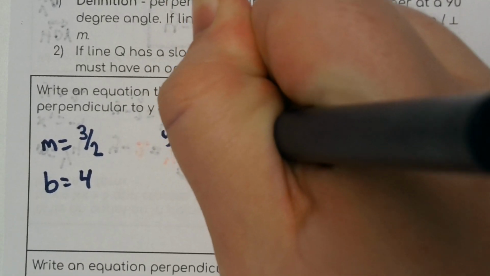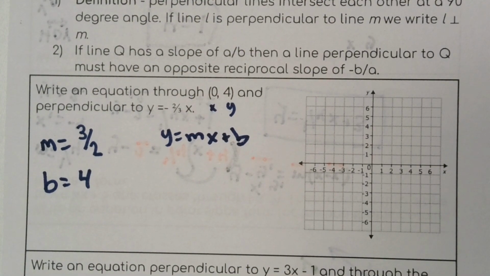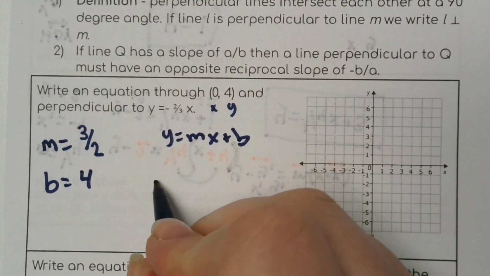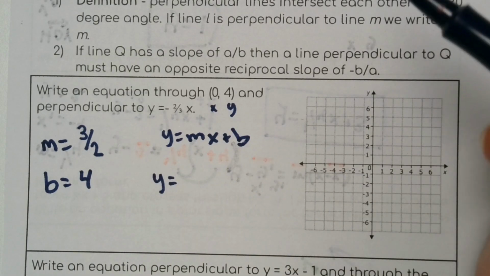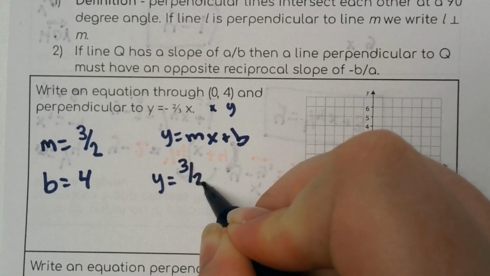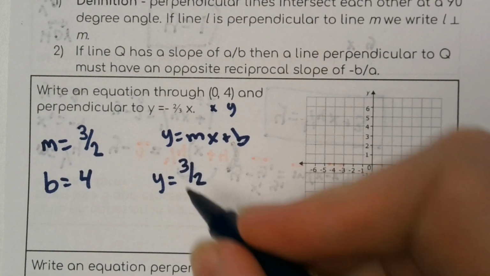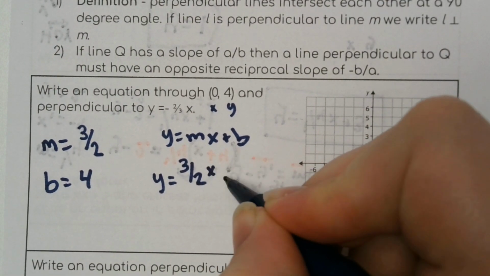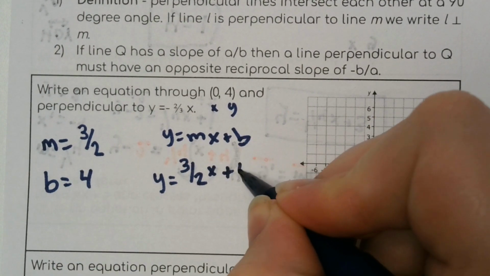Now we can make the equation. So we have our 2 parts we need. So we'll have y equals, my m value was 3/2, or 3 over 2. Keep x, and then plus b is 4.